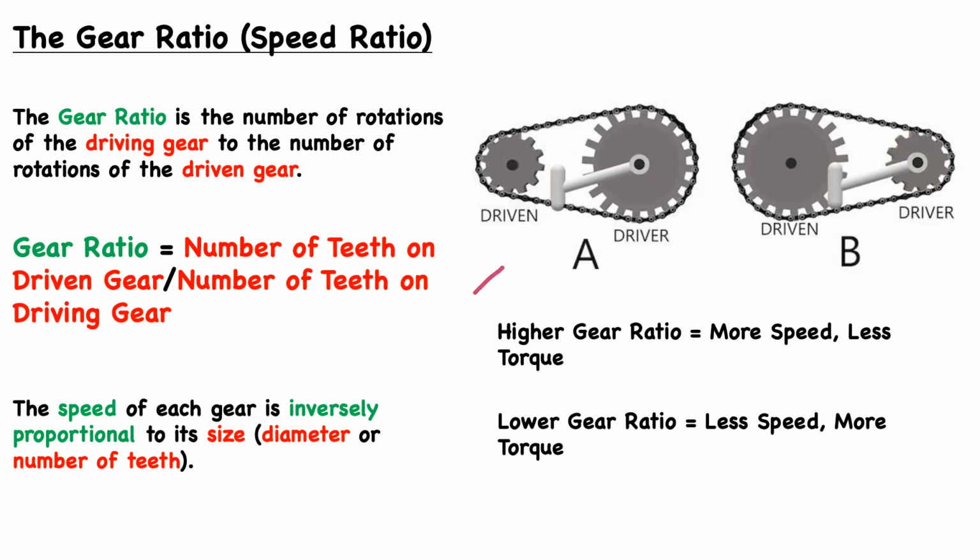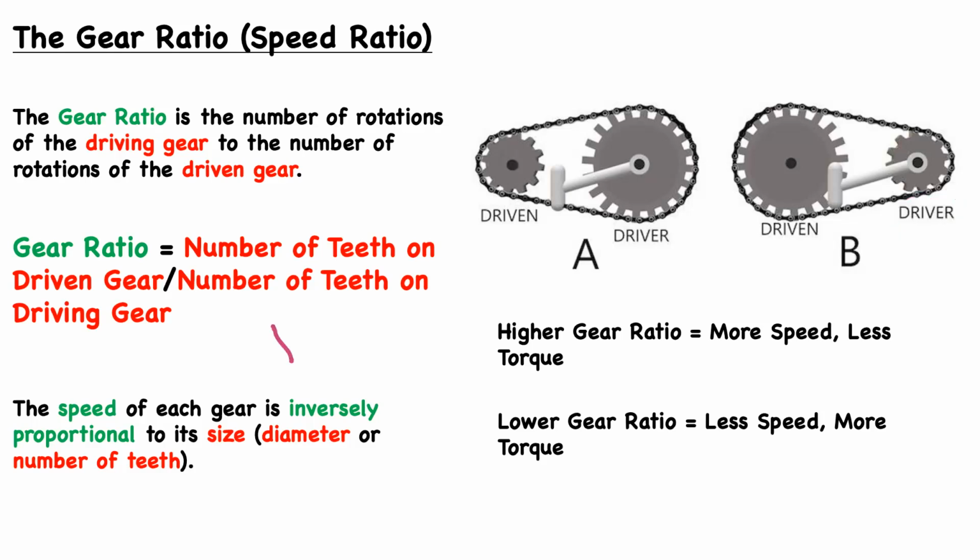So let's take a look at an example where we have 2 different systems of connected or meshed gears. They're not directly meshed in this case, but they use a chain. So in this case, we see that in A, the driven gear has fewer teeth than the driver gear, and B shows the opposite case. The driven gear has more teeth than the driver gear.